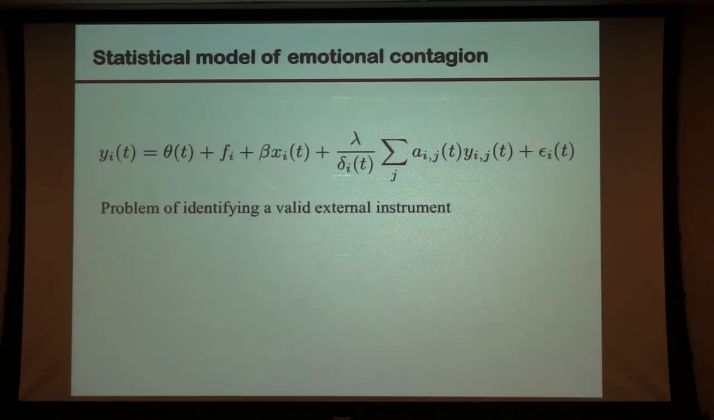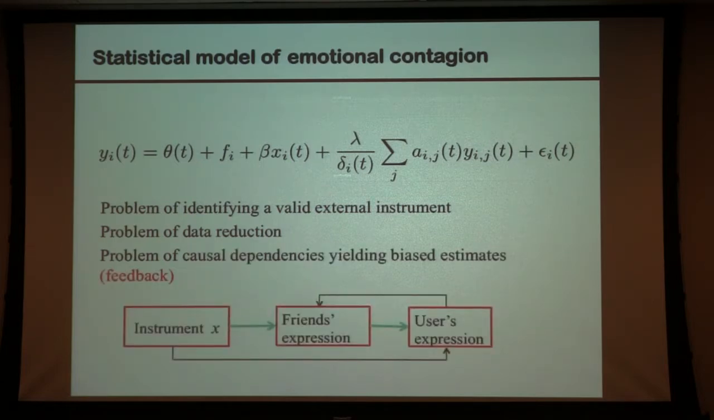So what are the problems with the very simple linear statistical model of contagion? First problem is to identify a valid external instrument. What is this instrument that is going to affect your mood that you cannot control with your experiment? Second, you need to do some data reduction because the database is huge. And third, you have to identify the causal dependencies that may lead to biased estimates. Why? Because there is a lot of feedback here that can give you a biased estimate. There is an instrument, and the instrument influences your friend's expression. The instrument might also, at the same time, influence your own expression. So first of all, by measuring how your friends are influencing you, this might be a proxy for actually how the instrument is influencing you, and you get wrong results.